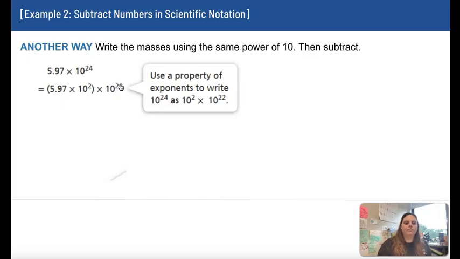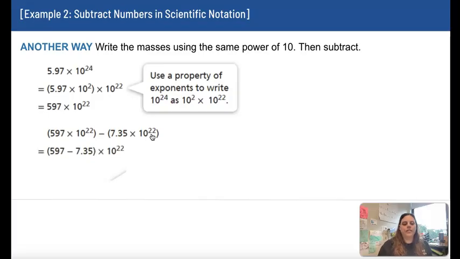Now we can take 5.97 times 10 squared, which is 100. So times 100, we get 597 times 10 to the 22nd. Now that we have them both as 10 to the 22nd, we can regroup them just like we did with addition, and then we're simply going to do 597 minus 7.35. When we do that, we get 589.65 times 10 to the 22nd.